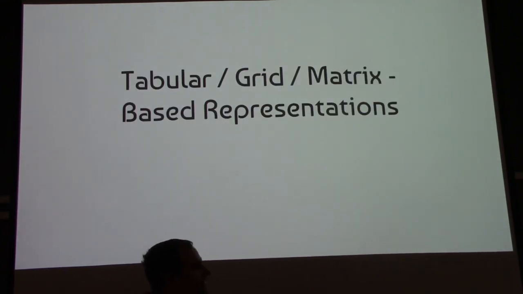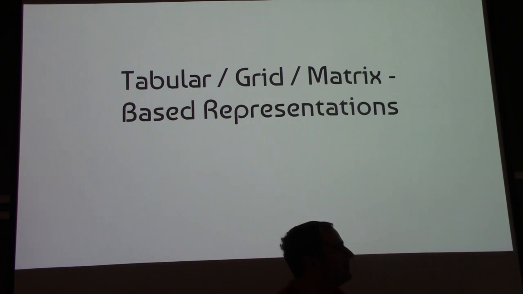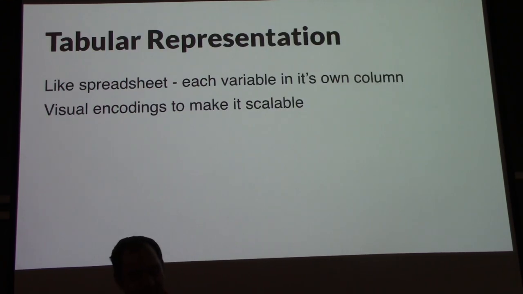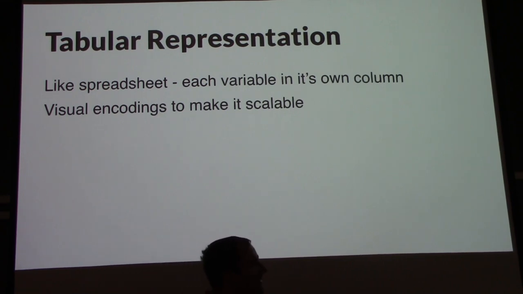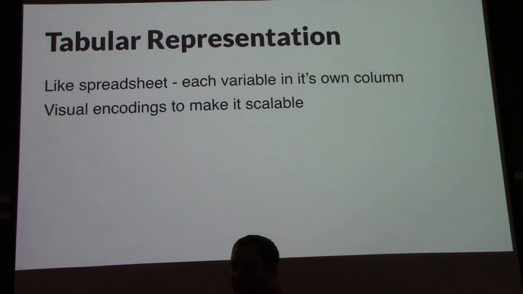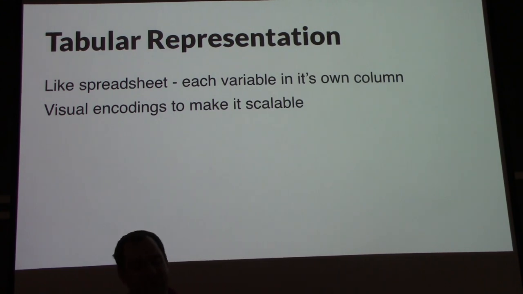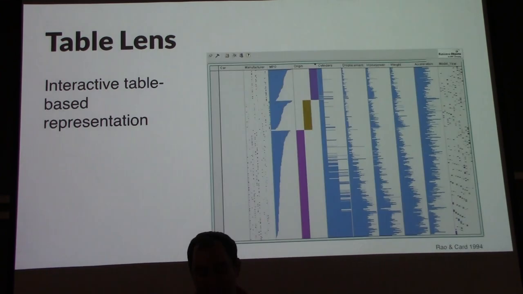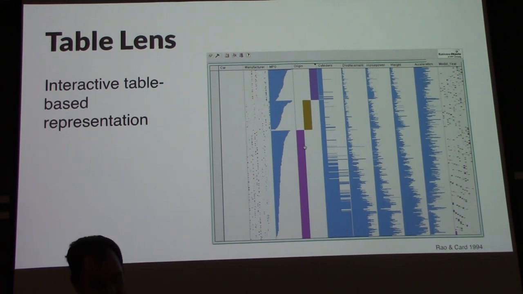Okay, so now we're going to start talking about more intricate and interesting visualizations, tabular grid matrix-based representations. So the first thing is a very simple tabular representation: essentially take the table itself, like a spreadsheet, and have each variable be its own column, and then use visual encodings to make it scalable. And there's a nice historical example, the table lens, which I wanted to show you a video.